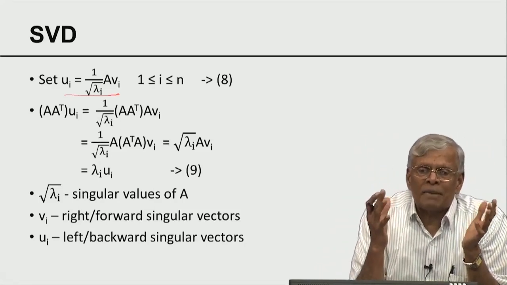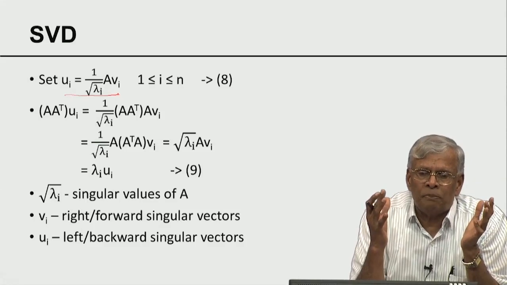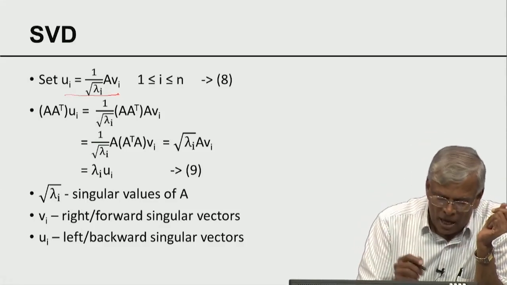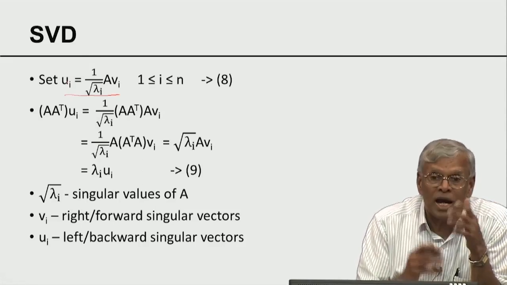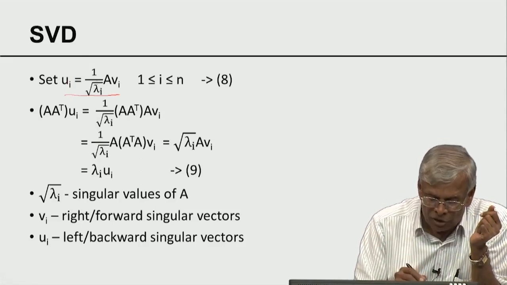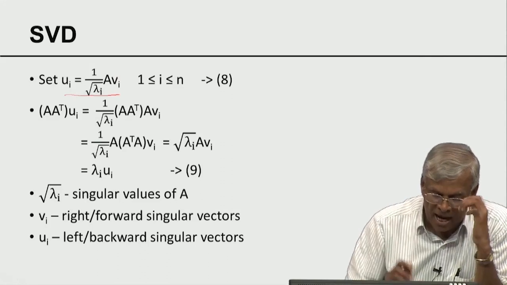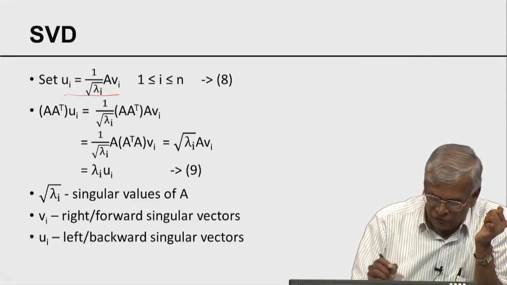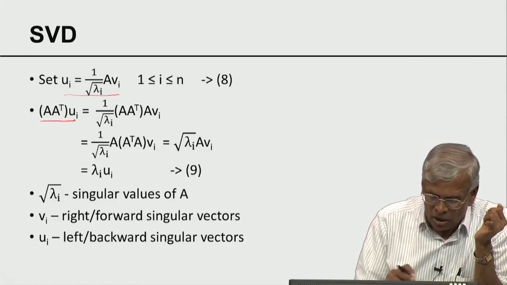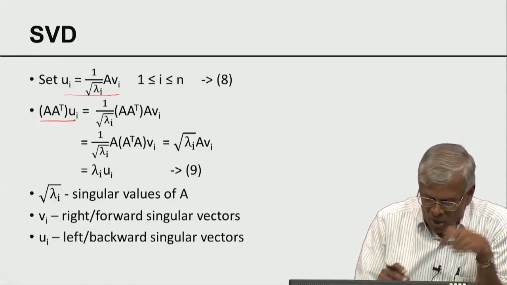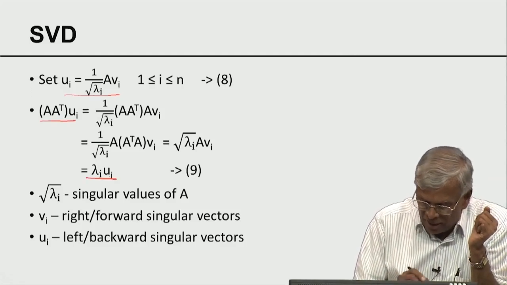So if v_i and lambda_i are the eigenvector-eigenvalue pair for A, I can now define a new vector u_i. u_i is also an n-vector, which is 1 over square root of lambda_i times A v_i. From this derivation, I am now going to compute A A transpose u_i. If you substitute the expression for u_i and simplify it, it turns out I get 9.